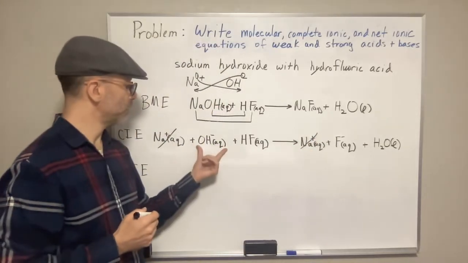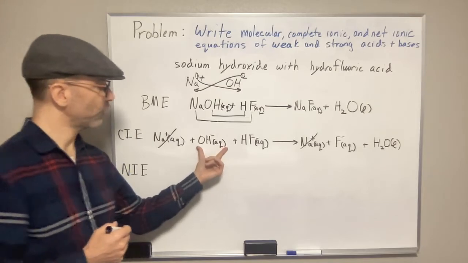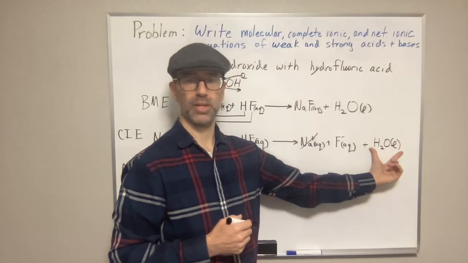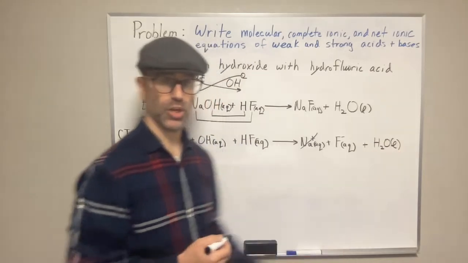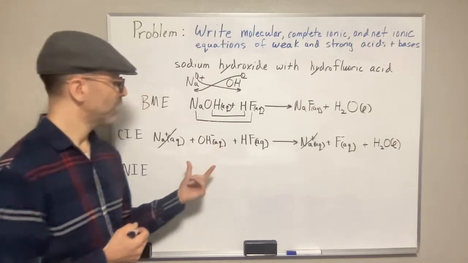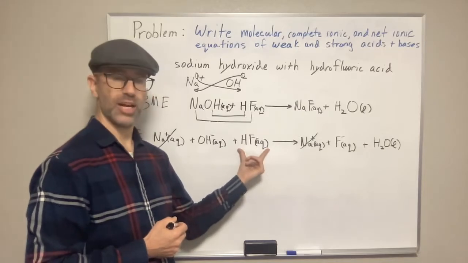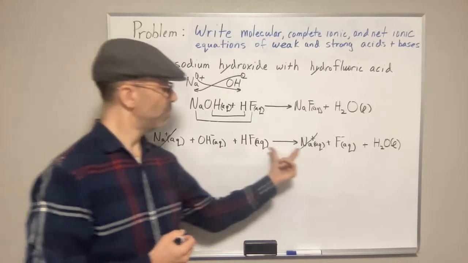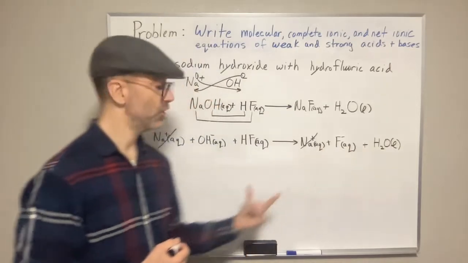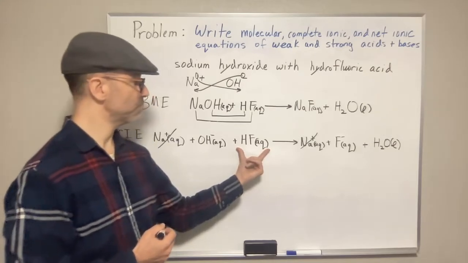What about the OH minus ion? OH minus is aqueous over here, but it's been absorbed and combined with H plus to form water. So that is a change. So we're going to keep this one in the net ionic reaction. What about HF aqueous? We have HF aqueous over here, but we don't have HF aqueous over here. So there is a change, so we're going to keep this in our net ionic equation.